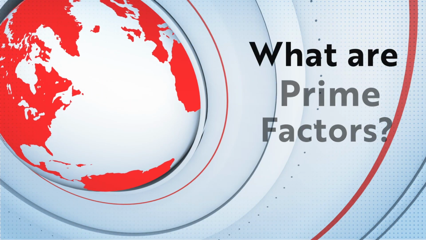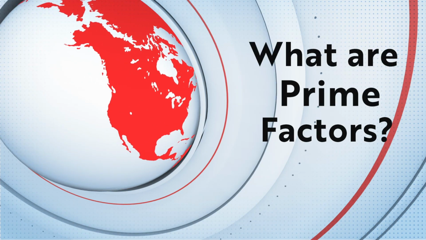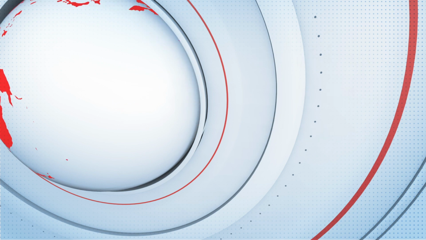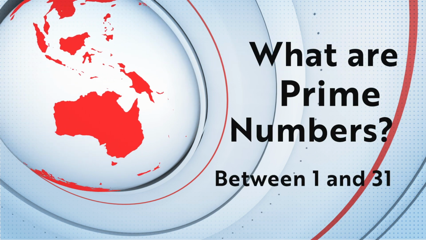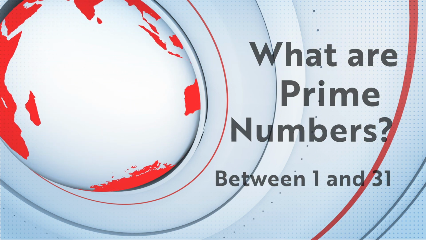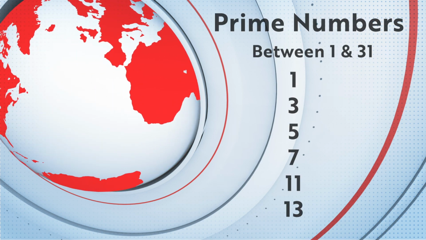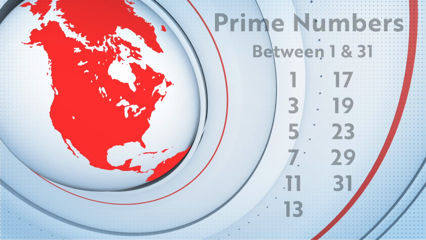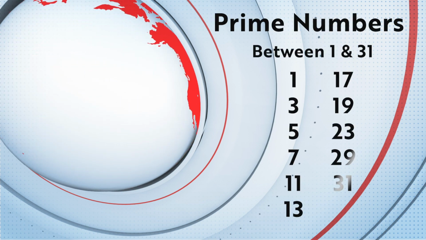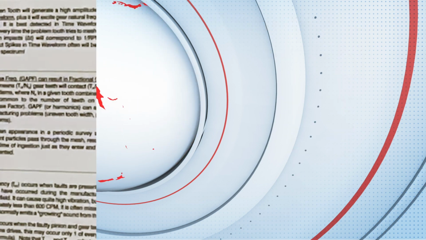So N sub A is a product of prime factors. Well, what are prime factors? Prime numbers. Let's look at a list of prime numbers ranging between 1 and 31. That would include 1, 3, 5, 7, 11, 13, 17, 19, 23, 29, and 31.